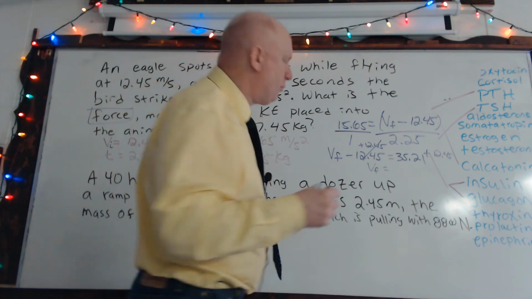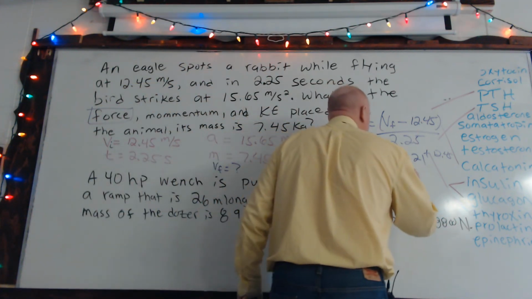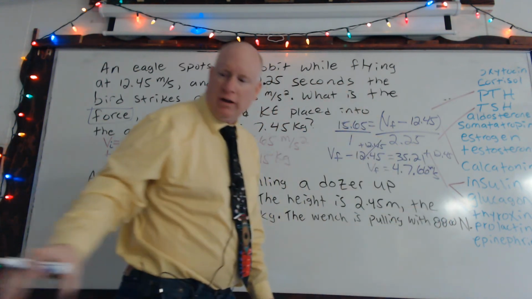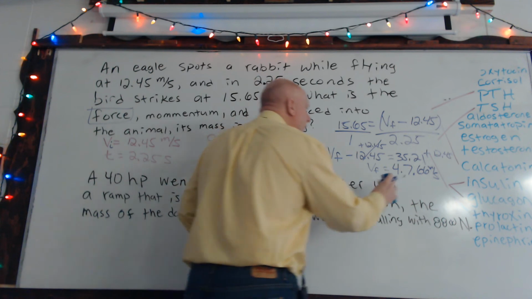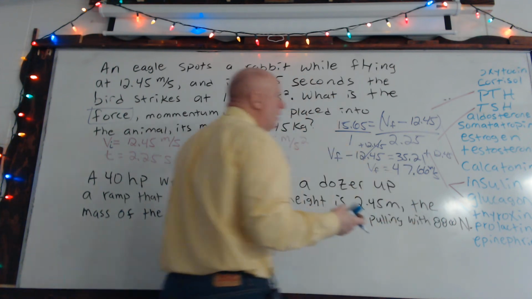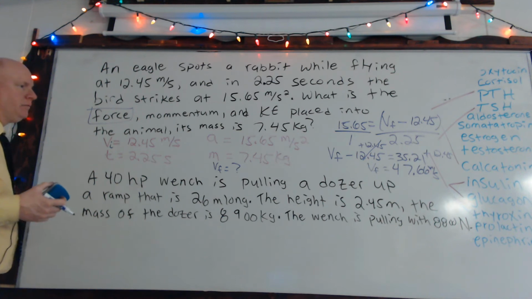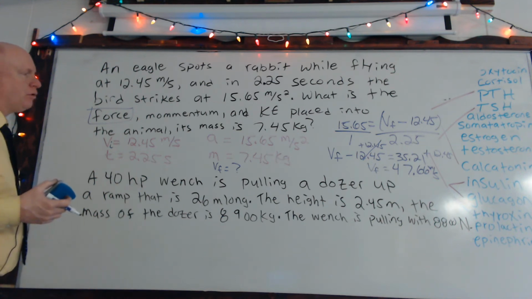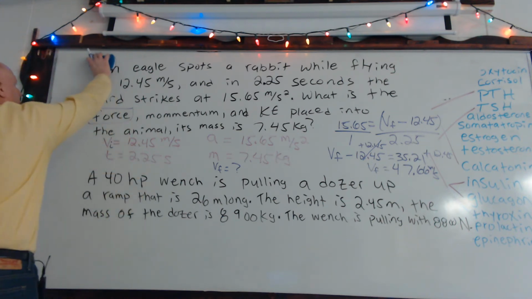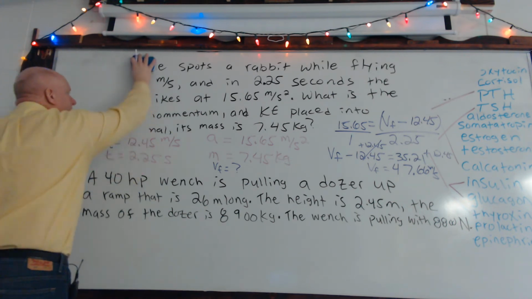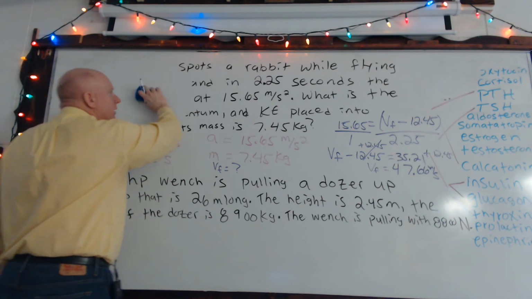So 47.66. And again, that's meters per second. I got 2 decimal places there. So now that we got our final velocity of 47.66, I can erase all of this material here because we don't need it, because we have everything we need written down in our setup.